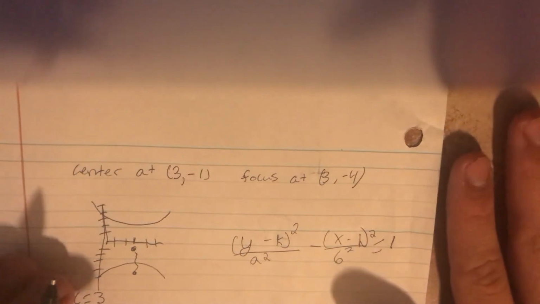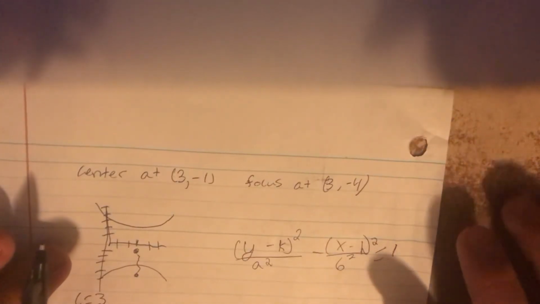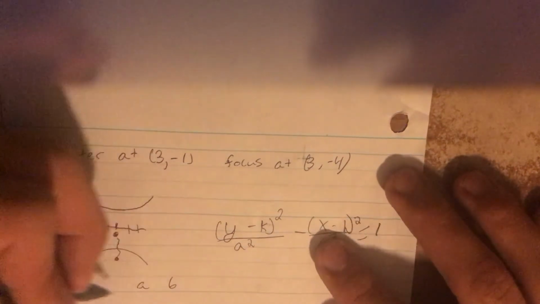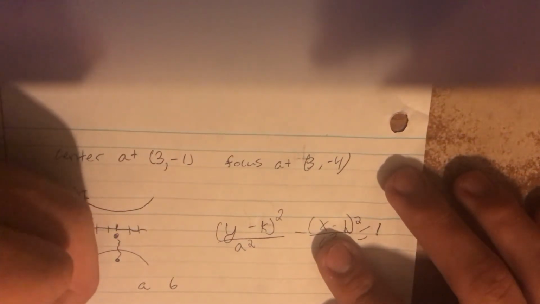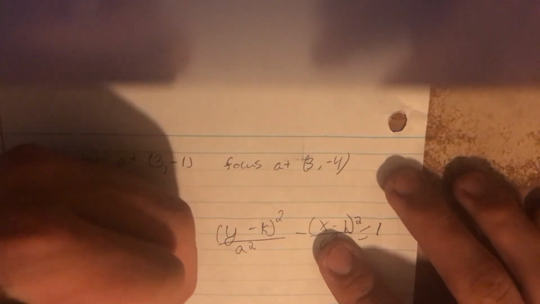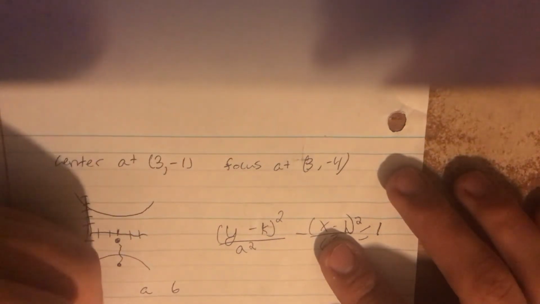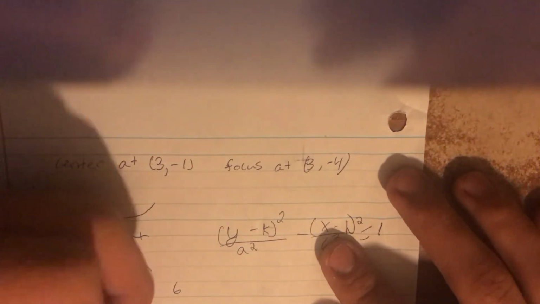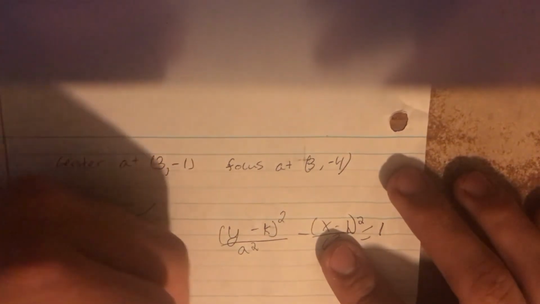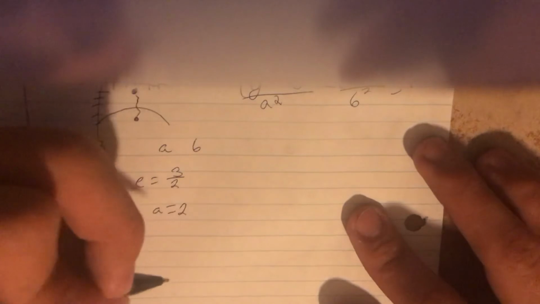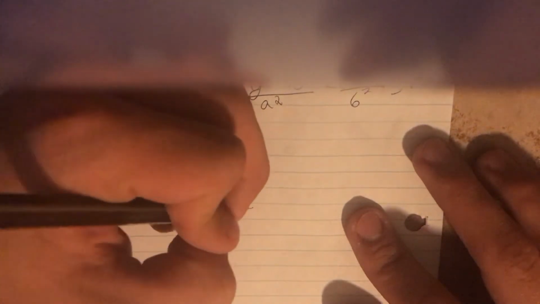So now we have to use the eccentricity to find the values of our A and our B. So E equals C over A. Our E value is 3 over 2. So we have 3 over 2 equals 3 over A. So these were equal. A equals 2. So our A squared equals 4.